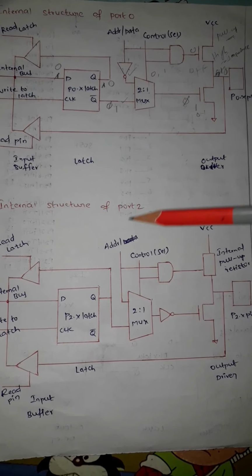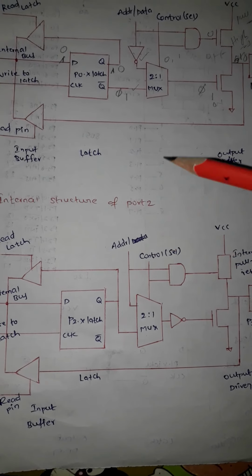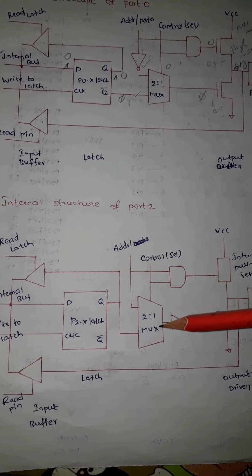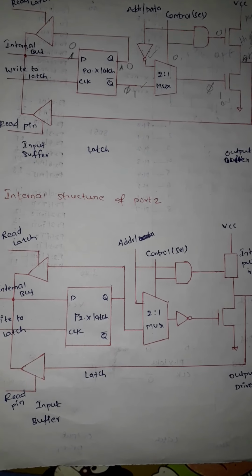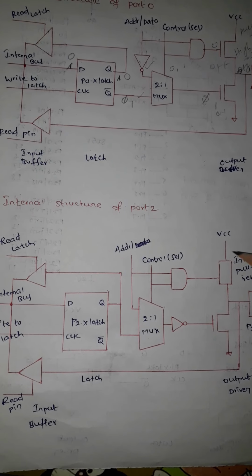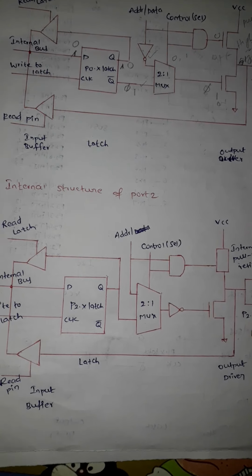You can see that for port 0 you have both address and data, but for port 2 it is only used for address. So only the address pins are connected to the 2:1 multiplexer. The remaining operation of port 2 is very similar to port 0.